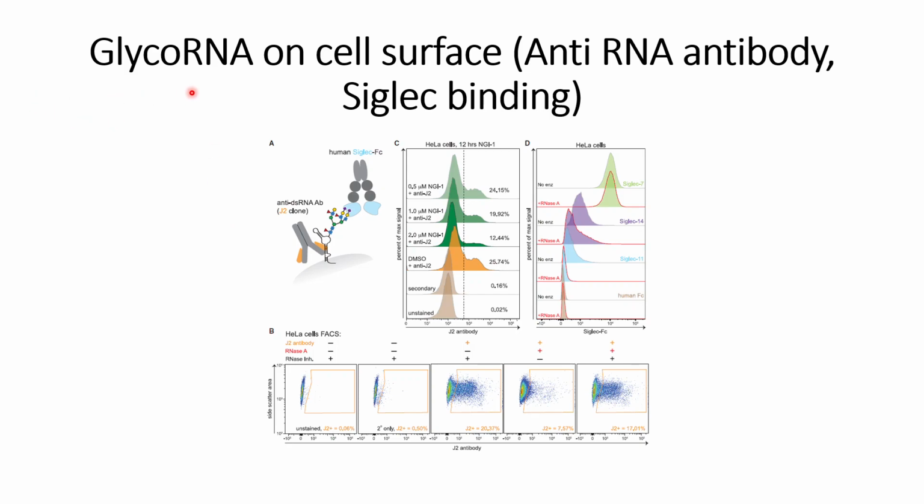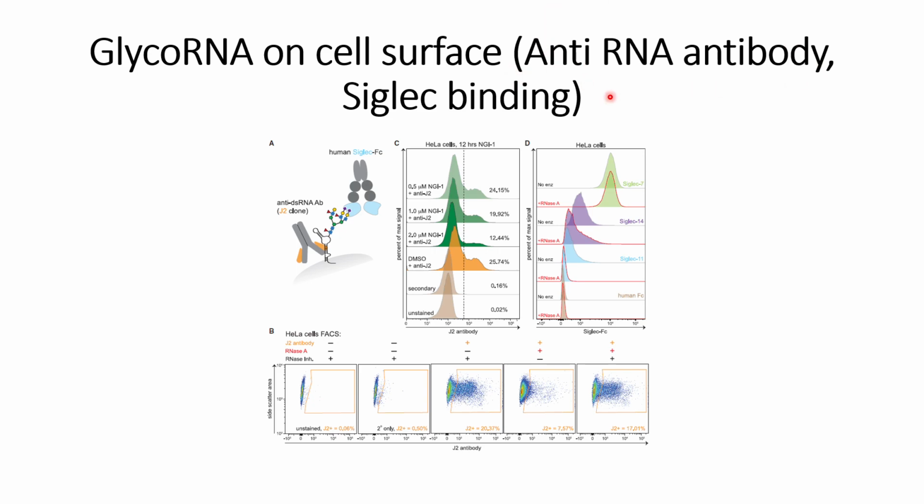In this video, we will conclude this GlycoRNA topic. In this figure, we will discuss some of the additional approaches that have been used in the paper to confirm that GlycoRNA are present on the cell surface. These approaches are the anti-RNA antibody and Siglec binding.